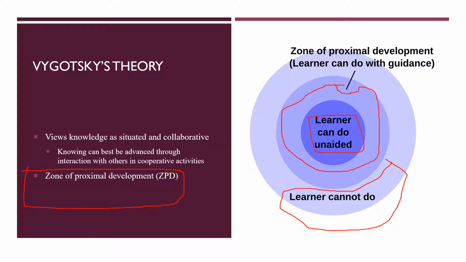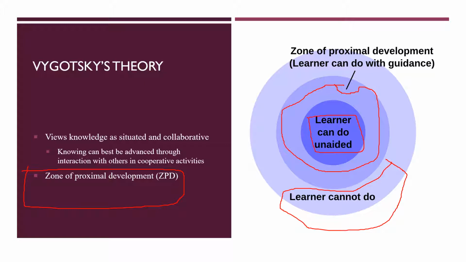So for example, we might have, let's say, calculus. You can do some math unaided, right? So basic addition, subtraction, things like that. You might not be able to solve calculus problems by yourself. However, with the help of someone who knows more about calculus than you, so this could be a professor, a teacher, or a tutor, that person can help you be able to now understand calculus. So that would be within your zone of proximal development.